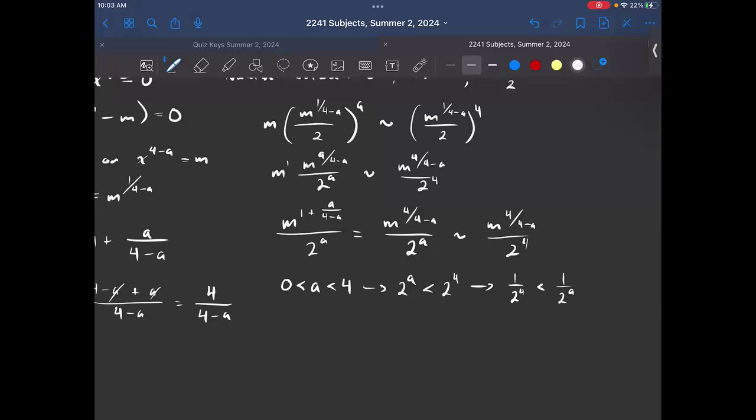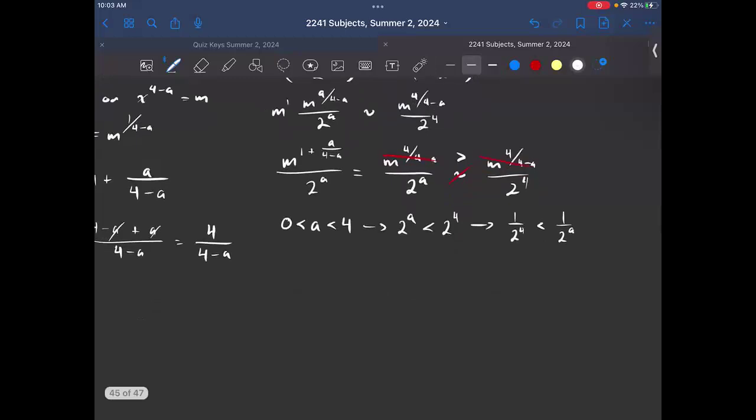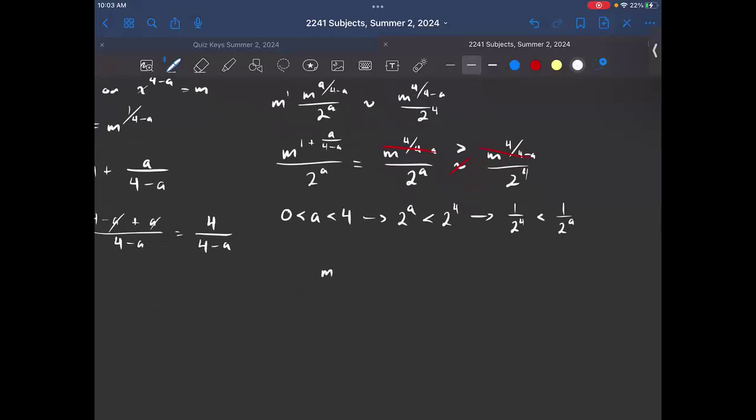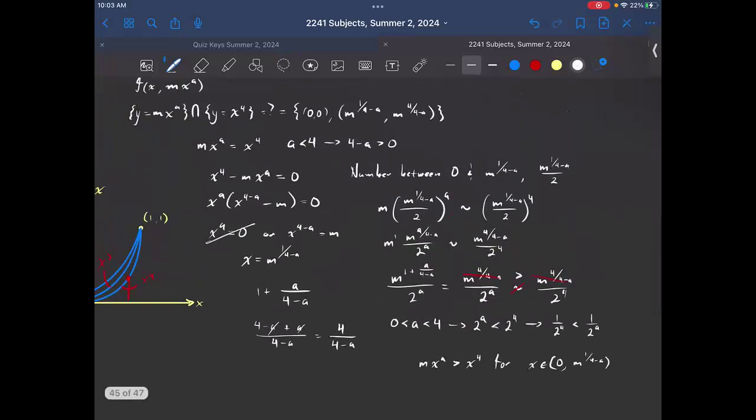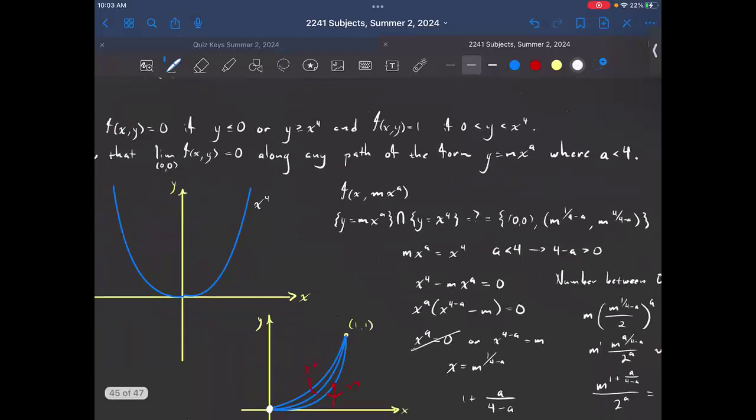All right, well, now I just have to think, all right, I cancel out the m here, and I have exactly this equation, or this inequality. So this should be a greater than symbol. And that tells me that m x to the a is greater than x to the 4th for x between 0 and m to the 1 over 4 minus a power. Okay, why did I need to do all this? Okay, let's go back and remember, I was looking at this function that was defined in different ways.